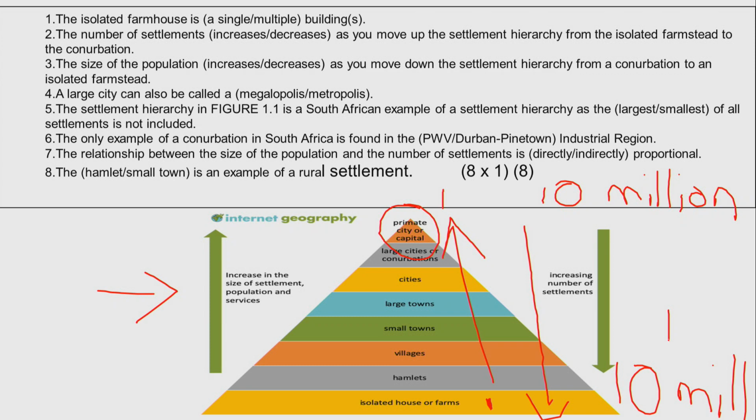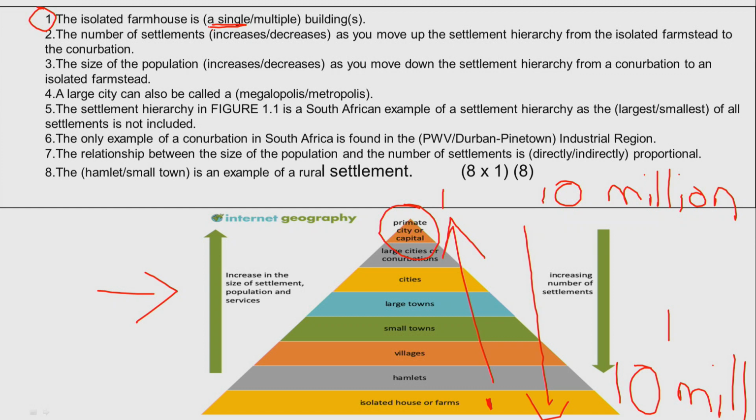You'll see question number 1.7 talks about the scientific principle about the size and the number of settlements and their proportionality. Let's have a look at the last 8 questions. Number 1, the isolated farmhouse consists of the isolated farmhouse, probably only a single building. Number 2, the number of settlements, does it increase or decrease as you move up the settlement?